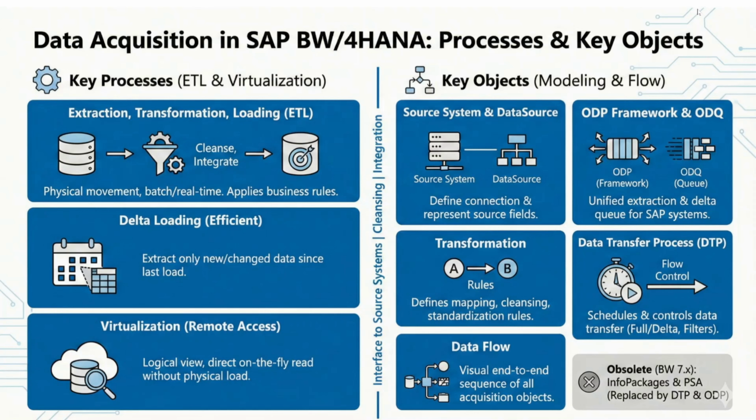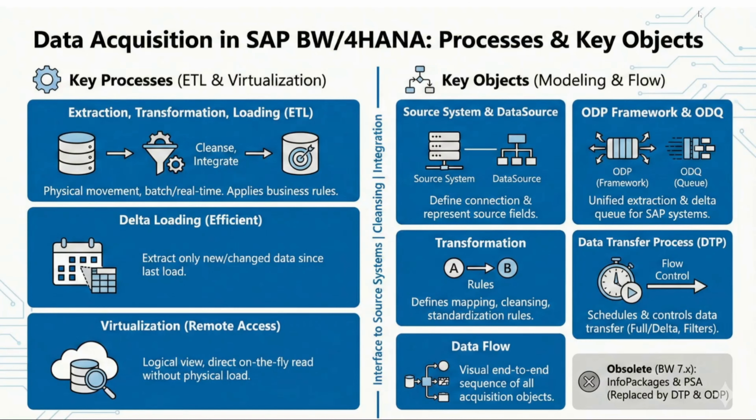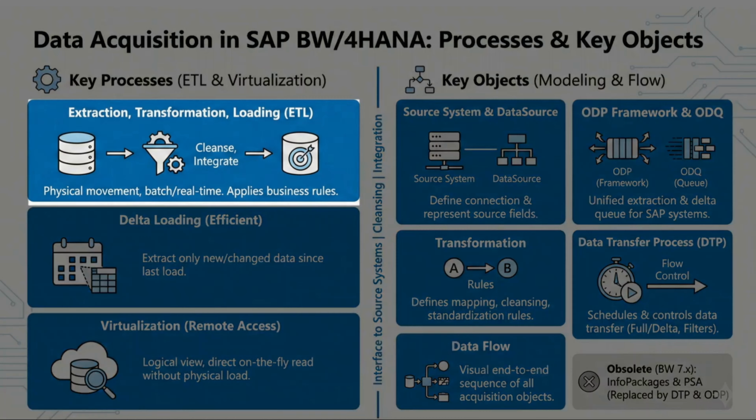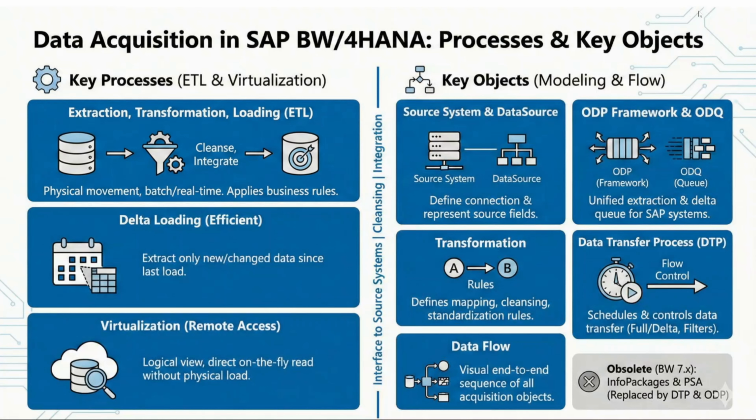So let's start with the data acquisition layer. In this layer, we extract data from any source system and load it into the BW system. There are basically three ways of extracting the data. First, ETL, which is extract, transform, and load. That means we first extract the data and transform it into a specific format and then load it either in batch or real time.